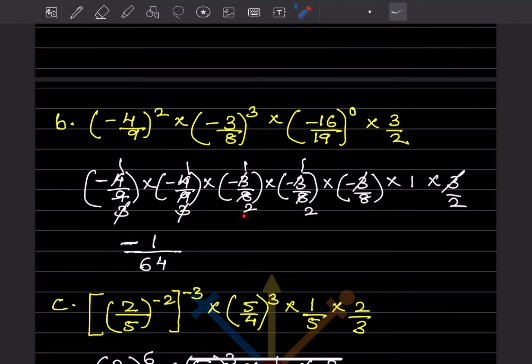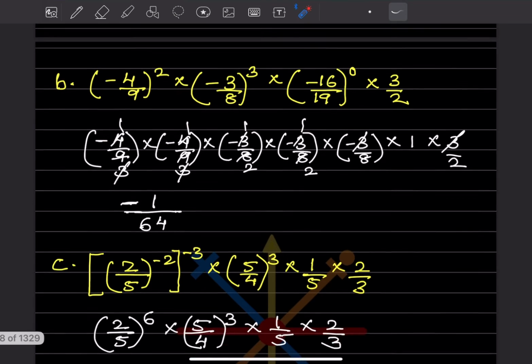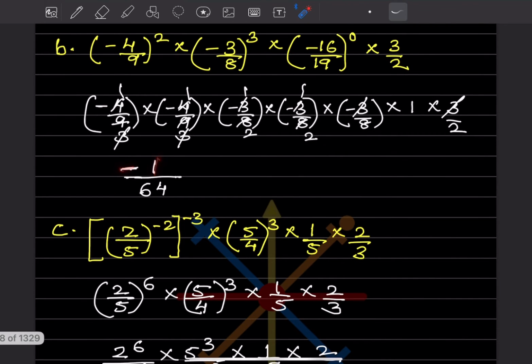In the numerator we can see all 1. In the denominator, 2 twos are 4, this will be 32, and this is going to be 64. Now let us see the negative signs: 1, 2, 3, 4, 5. Five negative signs means an odd number, so it is always going to be negative. So negative 1 by 64 is the answer.